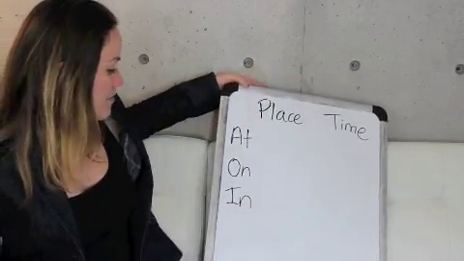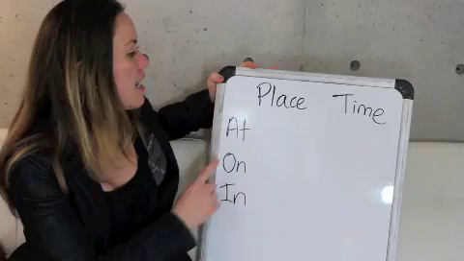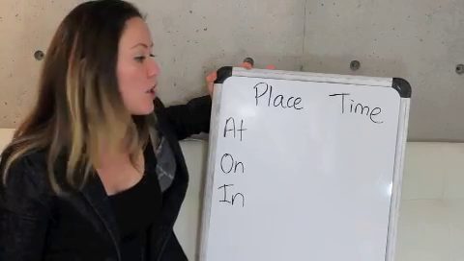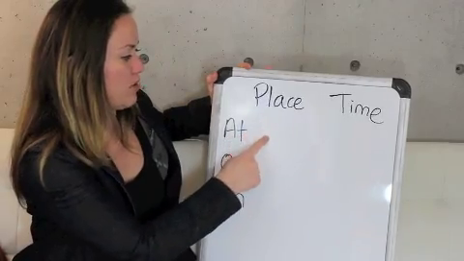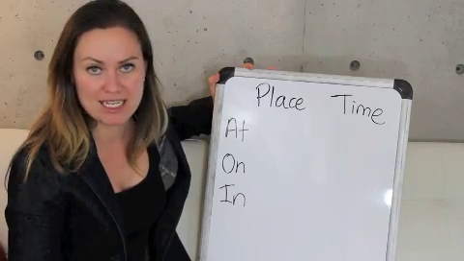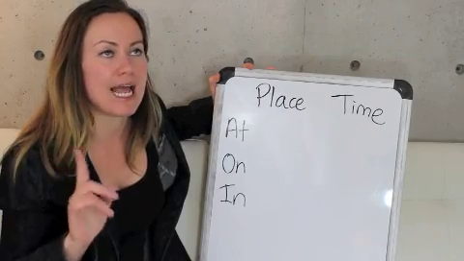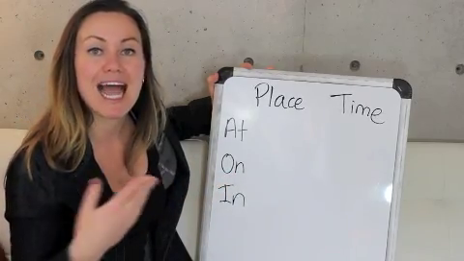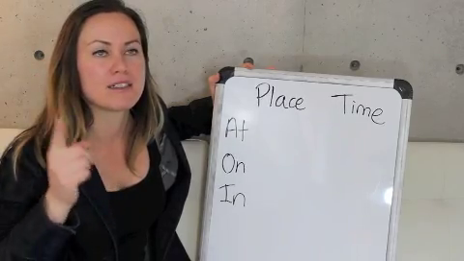So we have at, on, and in. And we have place and time. So these are prepositions that we use to talk about both place and time. So for example, let's start with place and at. I'm at the bus station. So how do I connect this? Well, at reminds me of a city in the United States, Atlanta. So I might think I'm at the Atlanta bus station.